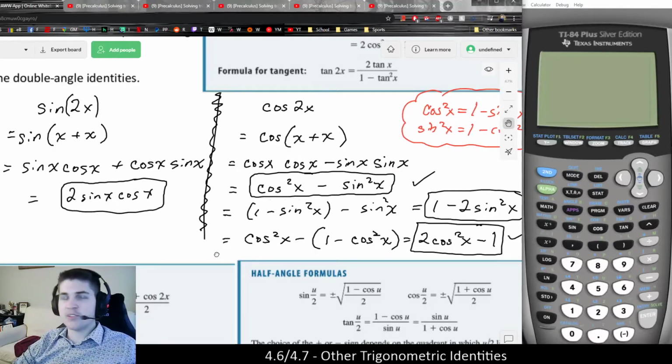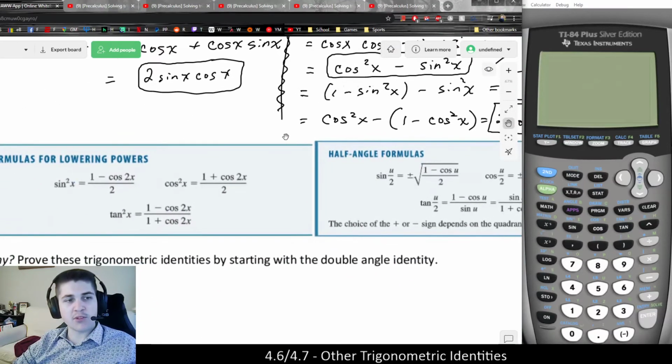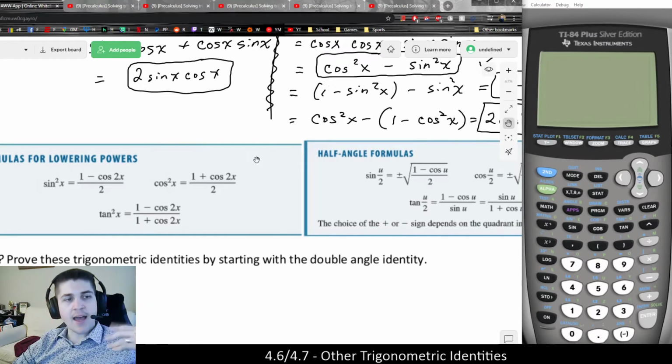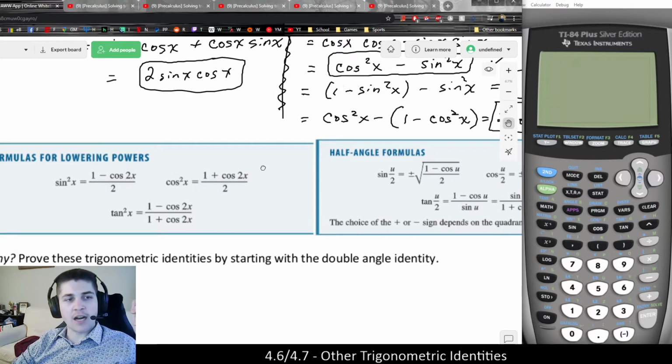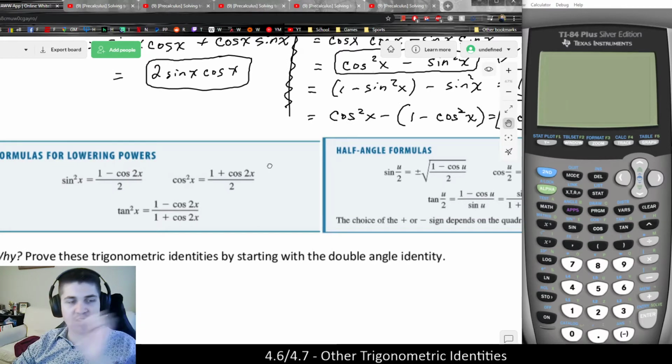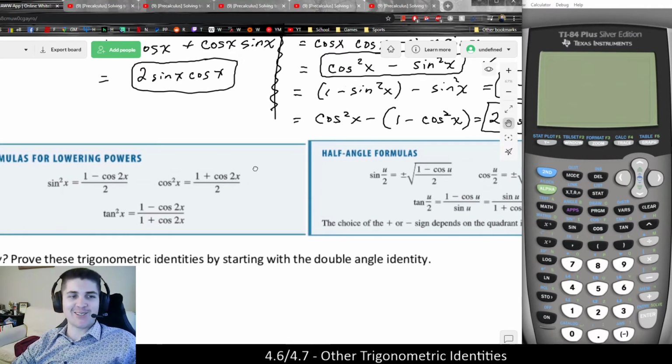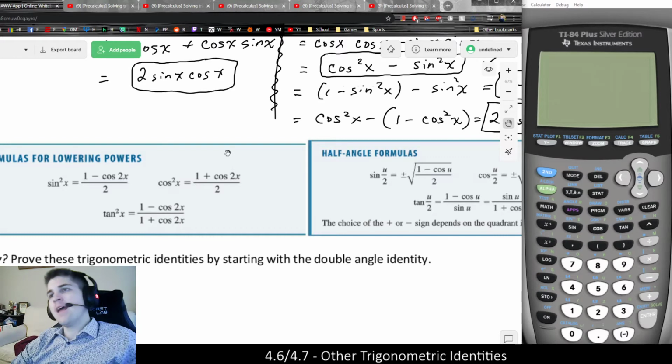Now let's get into a couple other new identities. Sometimes we refer to them as the power-reducing identities and the half-angle identities, both of which are particularly useful in very, very specific situations, which I wanted to get to as well. But let's just discuss why they are true before we use them, as always.